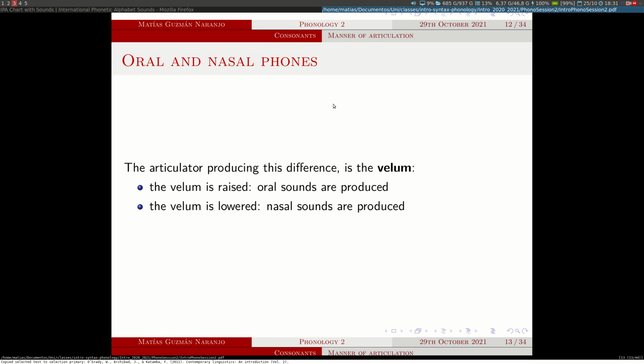And you can distinguish this if you, for example, put your hand in front of your nose and you pronounce an oral consonant like P, like paint. No, that's not good. Paste. Then you should feel no air coming from your nose. However, if you say some nasal like my, then you should feel a little bit of air coming from your nose.